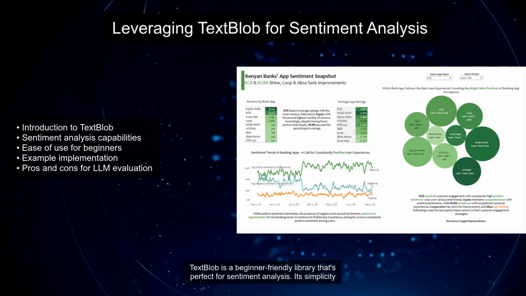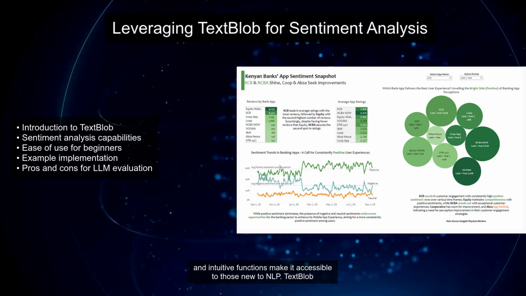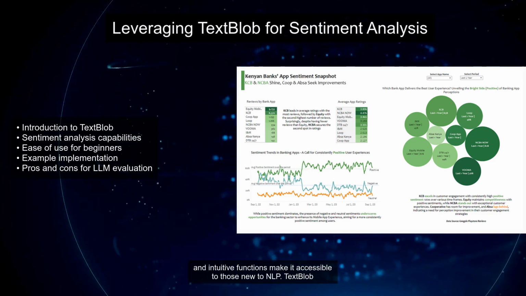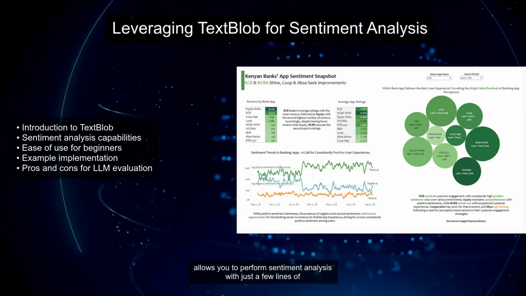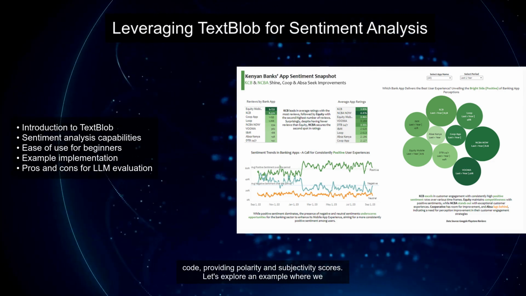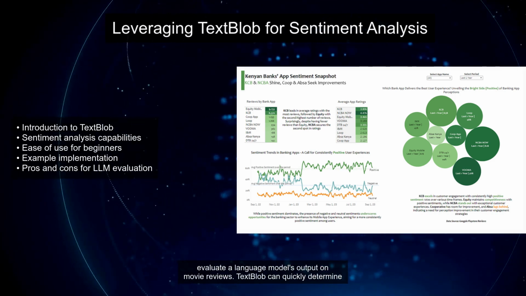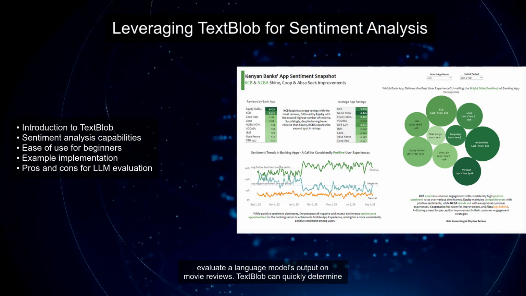TextBlob is a beginner-friendly library that's perfect for sentiment analysis. Its simplicity and intuitive functions make it accessible to those new to NLP. TextBlob allows you to perform sentiment analysis with just a few lines of code, providing polarity and subjectivity scores. Let's explore an example where we evaluate a language model's output on movie reviews.